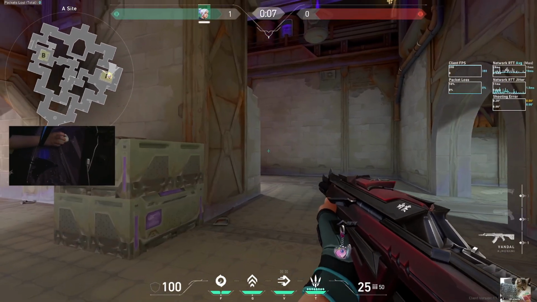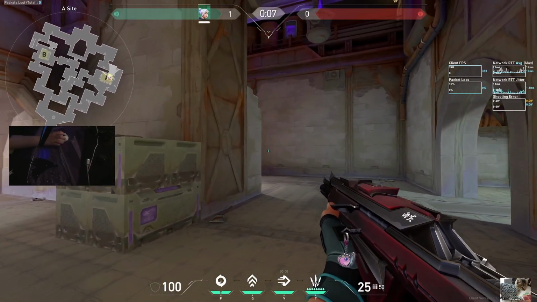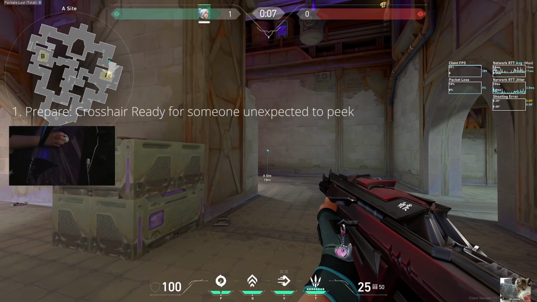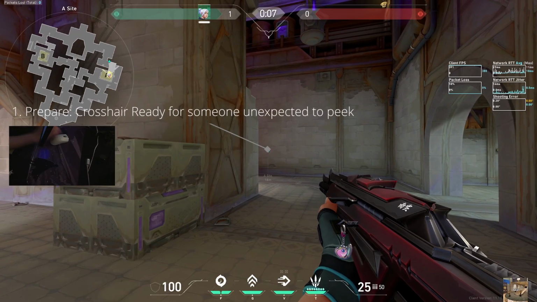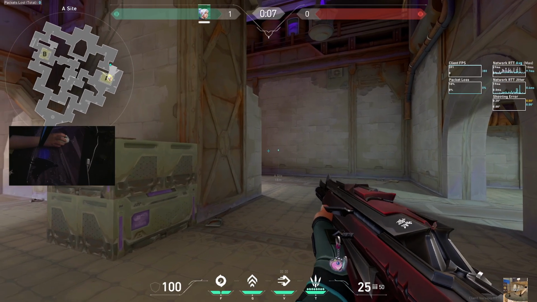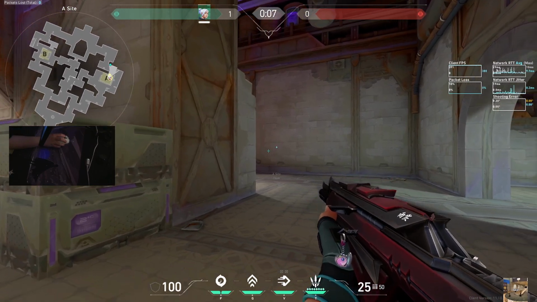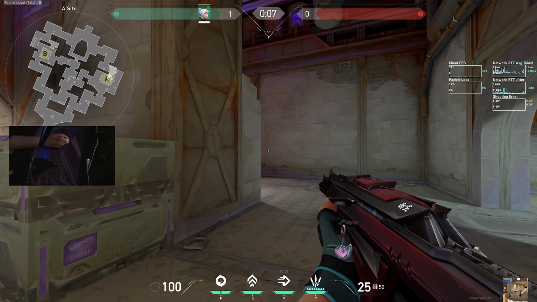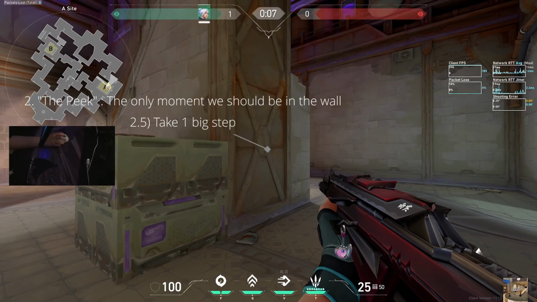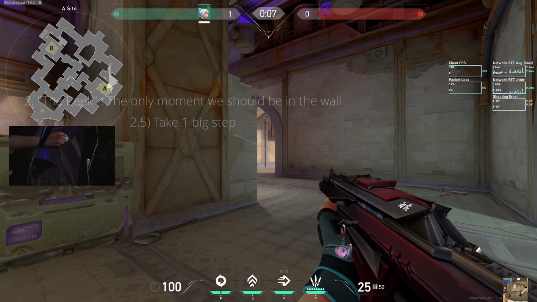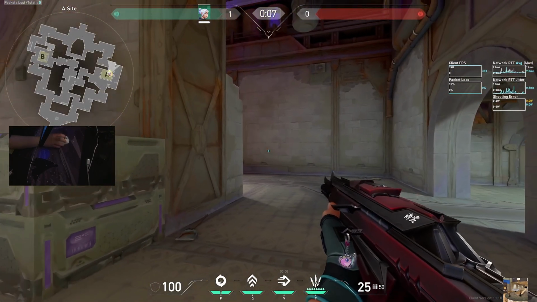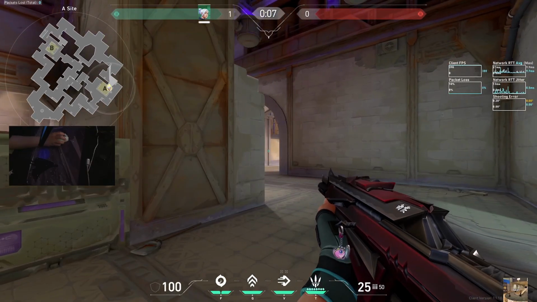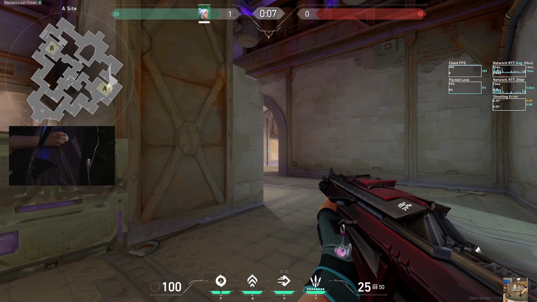So step number one is I'm preparing to peek this first angle. This means that my crosshair is away from the wall where I think that they're going to roughly peek. The next step is getting to a position where I'm ready to peek the angle. And now what do we do? We pre-aim into the wall and then we use our movement to move into the angle. Notice how when I used my movement, I didn't move my crosshair when I did the peek.